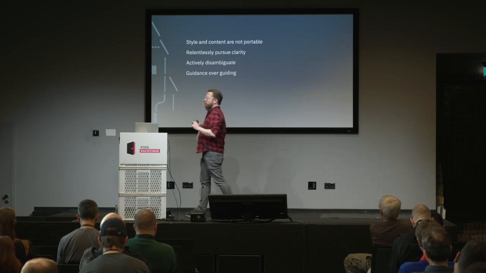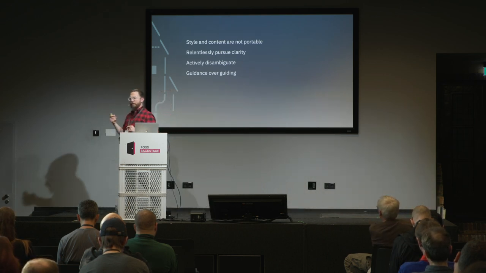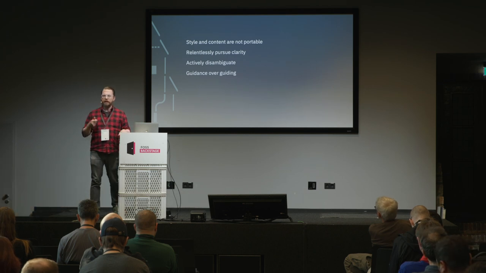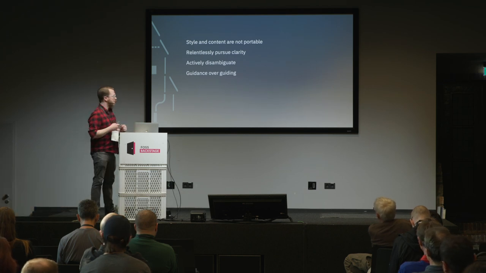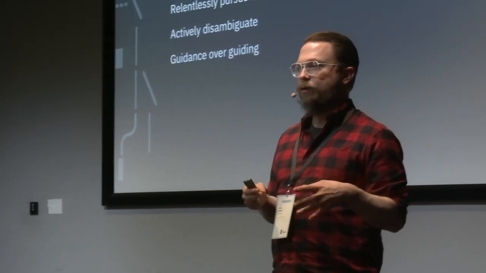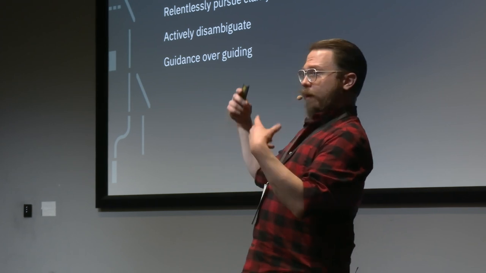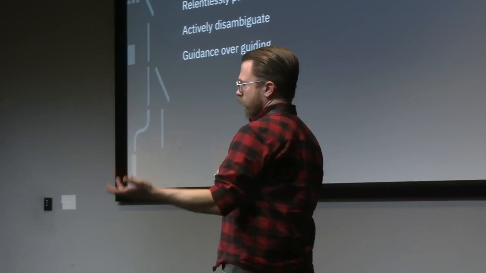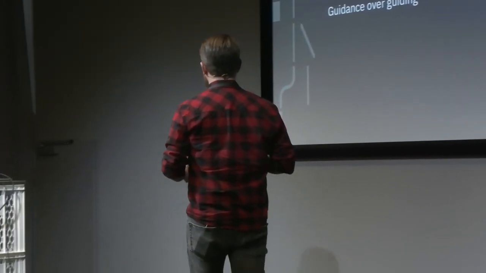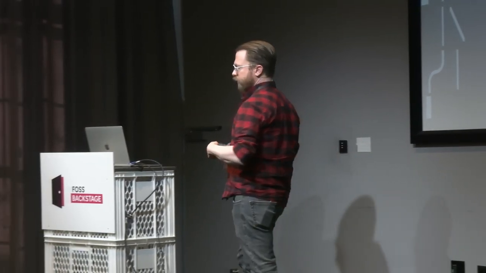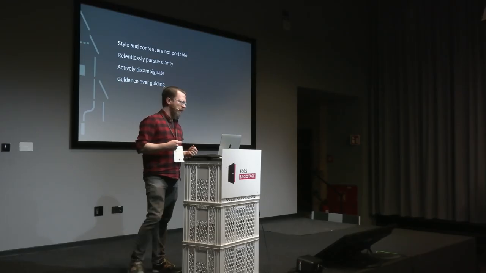You have to relentlessly pursue clarity. Every time something is written, you need to make sure and ask yourself, is this clear from a variety of contexts? You have to actively disambiguate constantly in your writing. So it may seem a little unnatural to define antecedents. It may seem a little unnatural to define what you mean by the maintainers of your project versus the overall contributors. But it is important to making sure it is accessible to everybody.